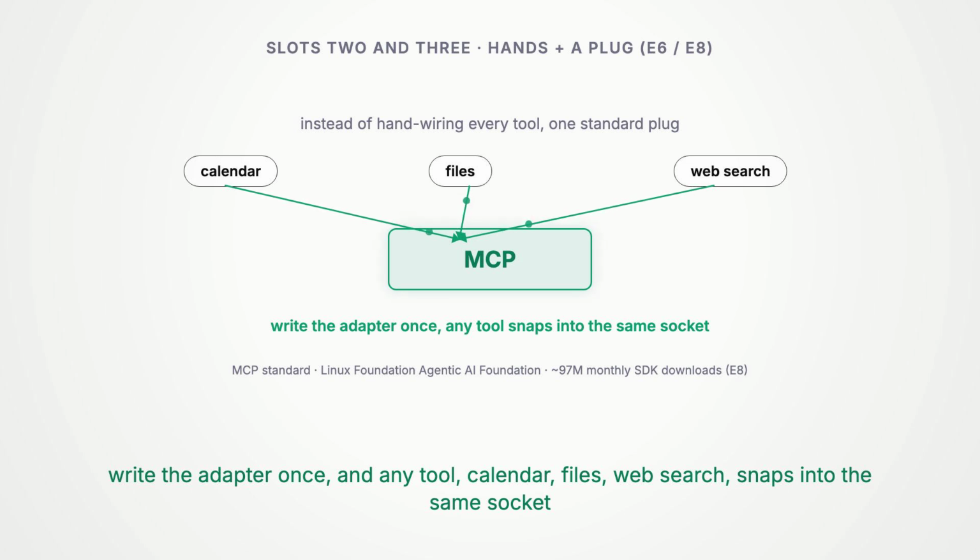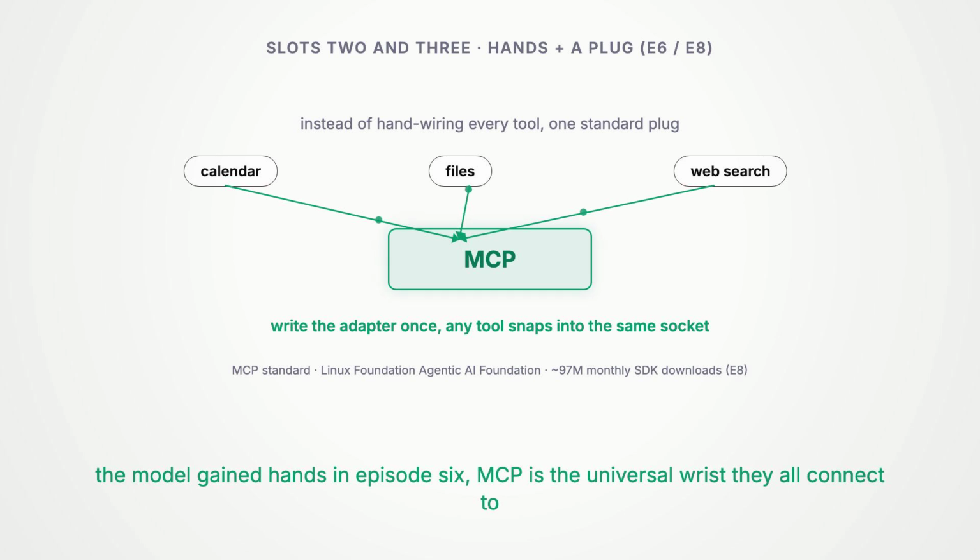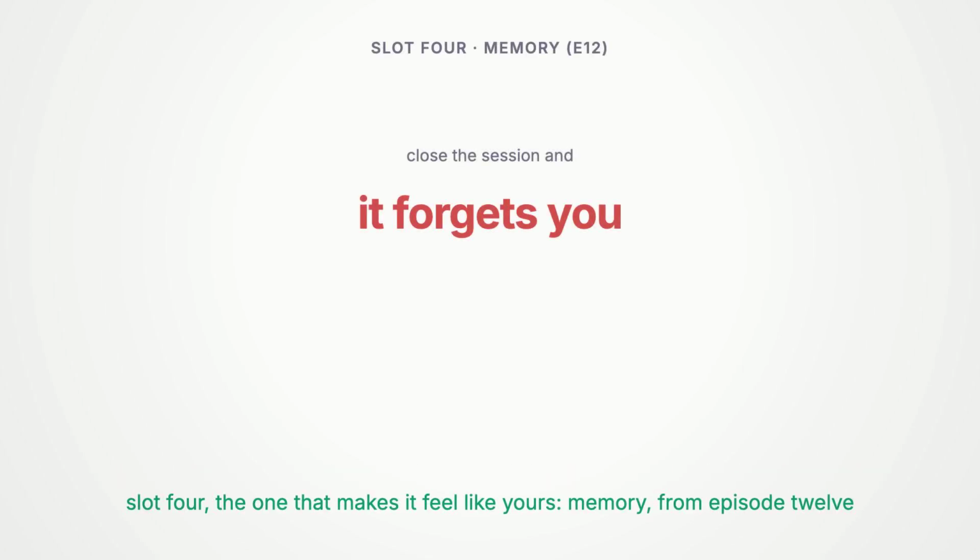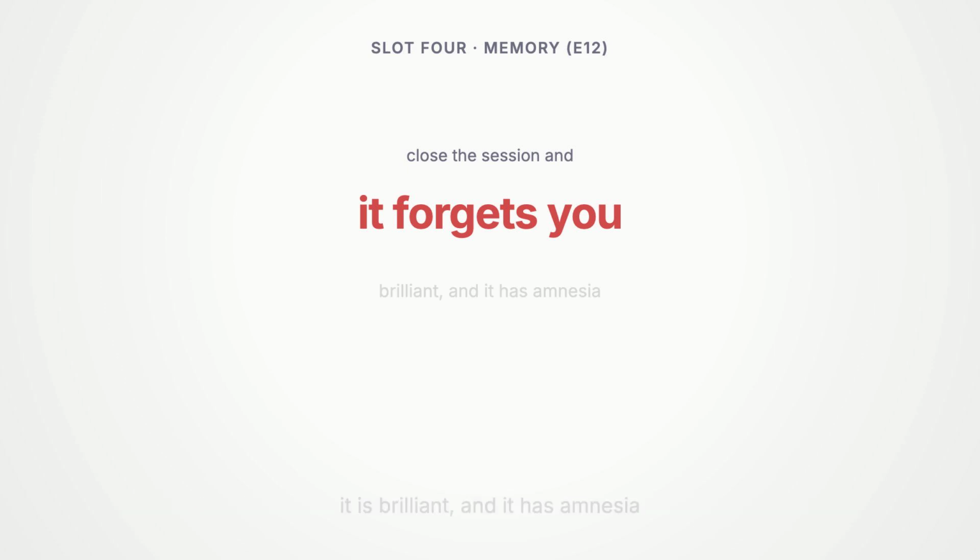The model gained hands in Episode 6. MCP is the universal wrist they all connect to. Slot 4, and this is the one that makes it feel like yours. Memory from Episode 12. So far, every time you close the session, the assistant forgets you completely. It is brilliant and it has amnesia.